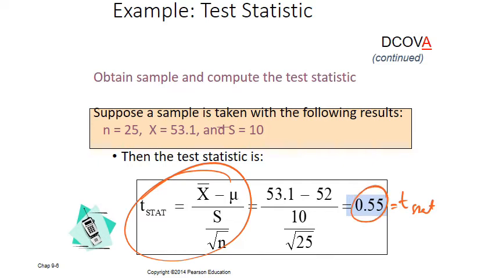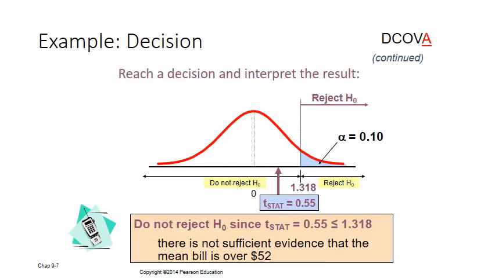So as I said earlier, reject H naught if t stat is greater than t critical, if it is right tail, and it is right tail. So is 0.55 greater than 1.318? It is not, so we will say that it is falling in the do not reject area. 0.55 is less than 1.318, so do not reject.